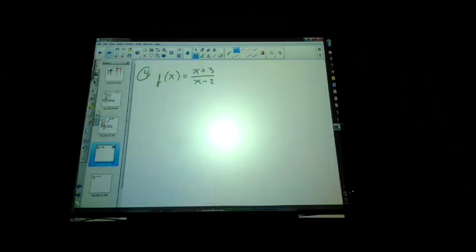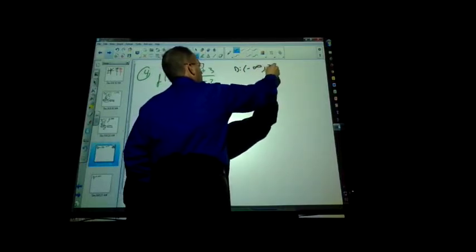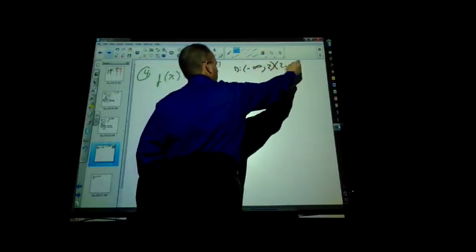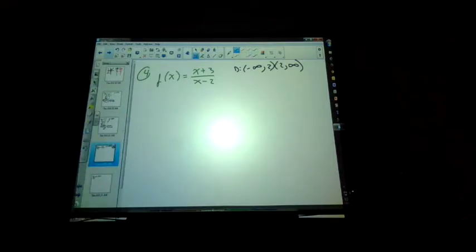Problem number 4. Is there any restriction going to take place on this one? If so, why? 2 can't equal because the denominator becomes 0. So my domain is going to go from negative infinity to 2, from 2 to infinity. The reason it's rounded brackets at each is because we're avoiding 2.